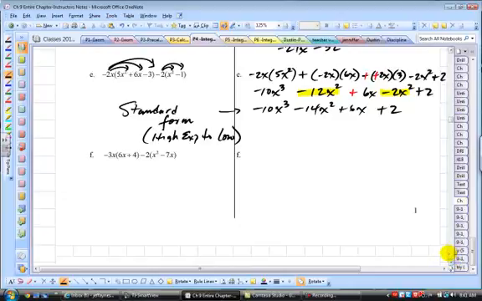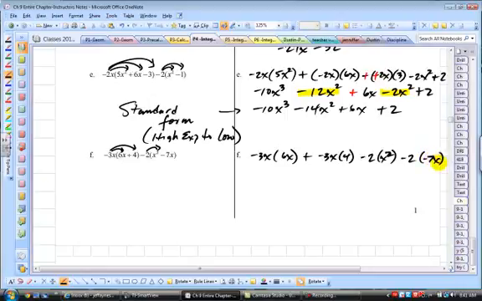All right, and last example here before you try it here. You got negative 3x times your 6x plus negative 3x times 4. Then negative 2x times, negative 2 times x squared, so minus 2 times x squared. And then a negative 2 times a negative 7x. So it would be a negative 2 times a negative 7x. Right there.